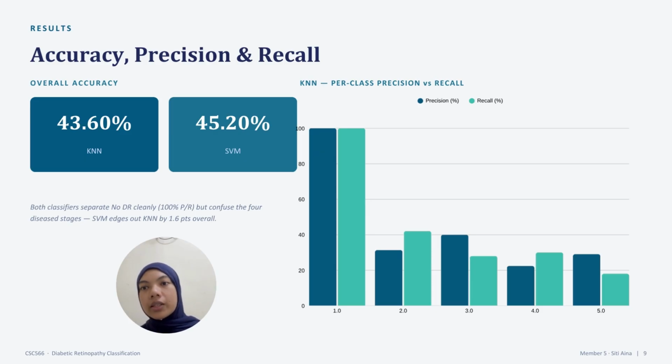For comparison, we also trained an SVM classifier on the exact same features. It achieved a slightly higher overall accuracy of 45.20%, although it showed a very similar pattern, strong on no DR, but still struggling to separate the 4 disease stages from one another.